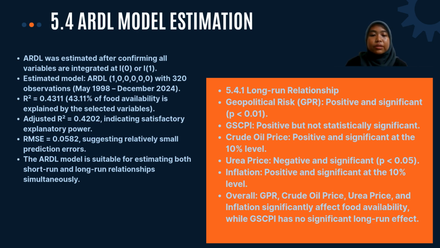Overall, the long-run results show that geopolitical risk, crude oil price, urea price, and inflation significantly affect food availability in Malaysia, whilst GSCPI does not have a significant long-run effect.